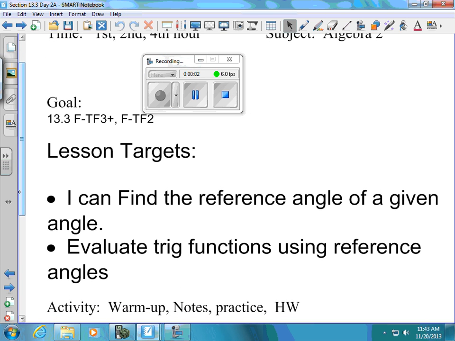Welcome back to chapter 13, first trig unit of the year. Our targets for today: I can find the reference angle of a given angle, and I can evaluate trig functions using reference angles for 30, 60, 90 degree triangles, 45, 45, 90 degree triangles, and also a little bit of the unit circle.